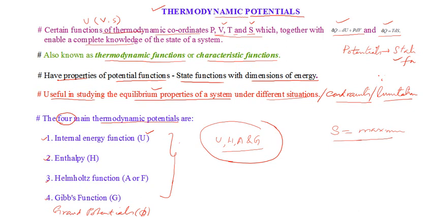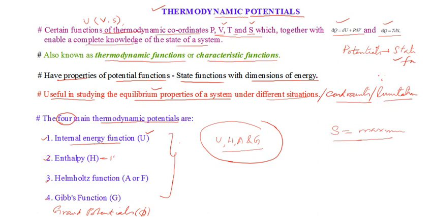So one of them is U. U is a function of V and S. This is the one we are discussing now, and we will see that H is a function of P and S. A is a function of V and T, and G will be a function of P and T.